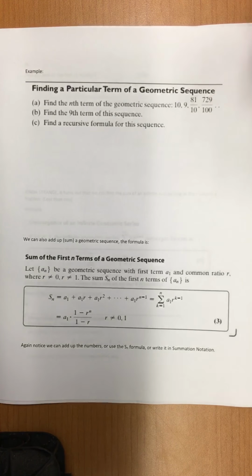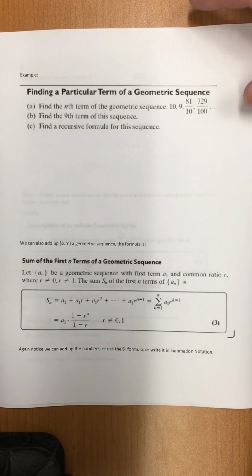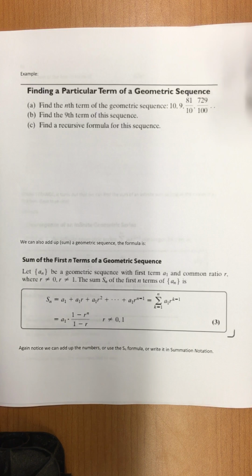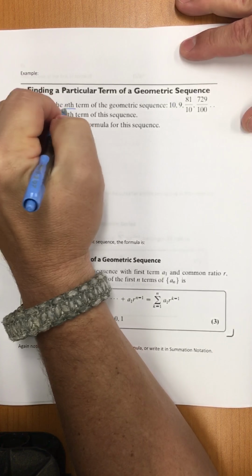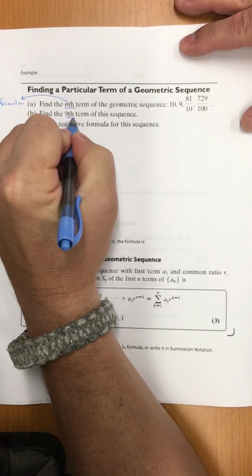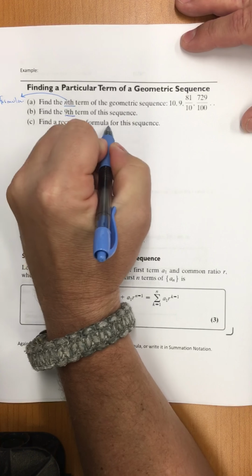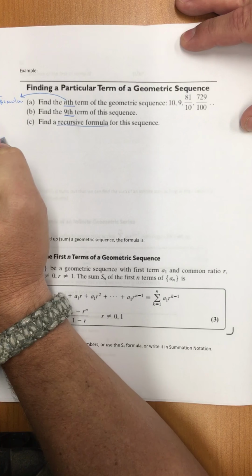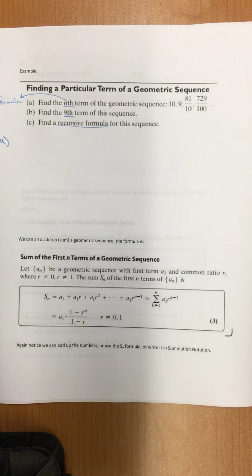Let's look at an example of one. So they're going to ask us a few things. Number one, they want us to find the nth term. This is code for find the formula, right? Then they want us to find the ninth term, a specific term, and then they want us to find the recursive. So part A, let's find the explicit formula, basically, is what that's saying.